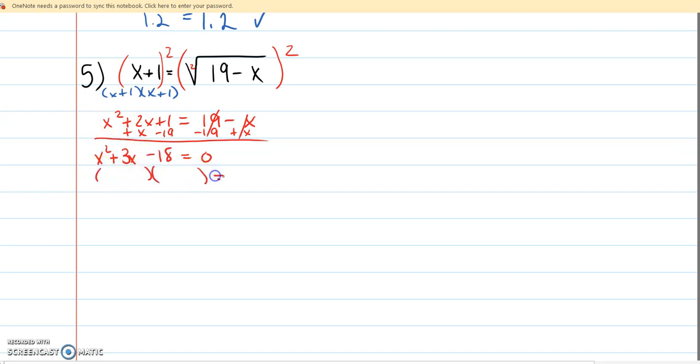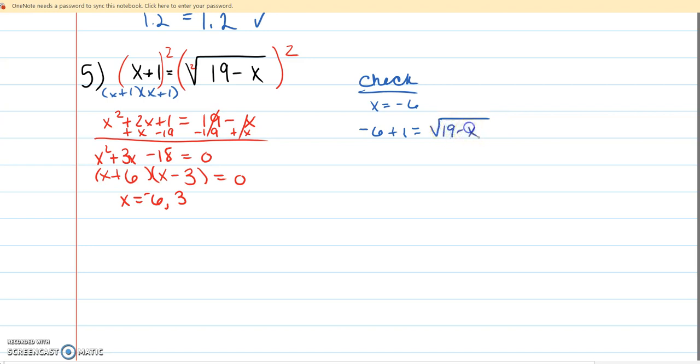So now I'm going to factor because I want to know what values of x would make this 0. And I'm going to have an x, and it looks like a positive 6 and a minus 3 would work to give me a positive 3 to add to and a negative 18 to multiply to. So that just means I have negative 6 and 3 as my two possible solutions. All right, I have two possible solutions, but I don't know if both work, one works, or none. So let's do a check here on this side. So we have our check. We're going to check x equals negative 6. So negative 6 plus 1 equals the square root of 19 minus x.